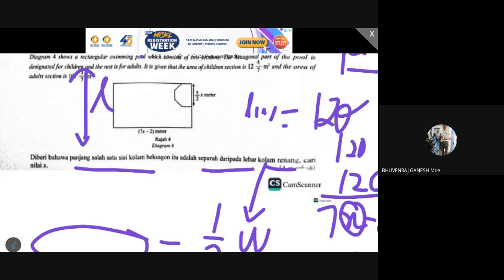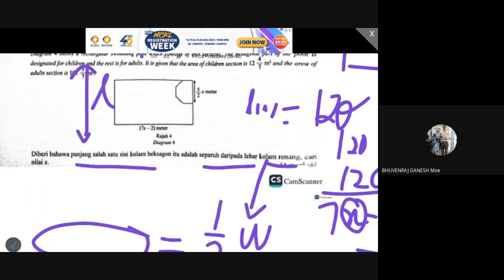Ada kat rajah. It is provided in the diagram actually the value. Kamu tak perlu cari pun. They just say one side of the hexagon. Maksudnya boleh jadi apa-apa sisi pun. What's the value guys? Anyone? Just attempt and see. What is the value? Untuk isi kat sini.